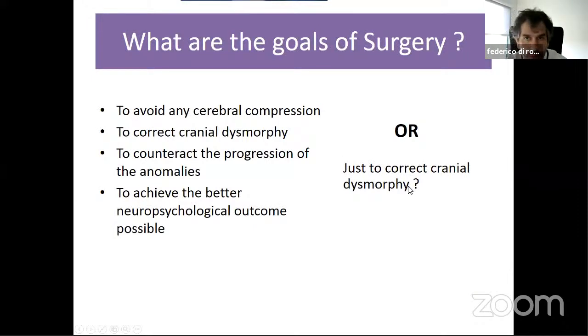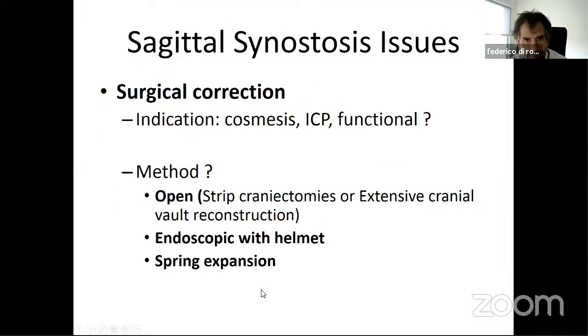So the question: what are the goals of the surgery in scaphocephaly? Do we just want to have kind of peak correction, enlarging the lateral diameter, or do we aim to avoid the cerebral compression, to correct the progression of the anomalies, and to achieve a good cognitive outcome, the better cognitive outcome? And this is where all the controversies are, because we have the confusion between what are the indications and what are the methods. Of course, we cannot discuss what is the best method if we don't agree on what is the objective we want to achieve.